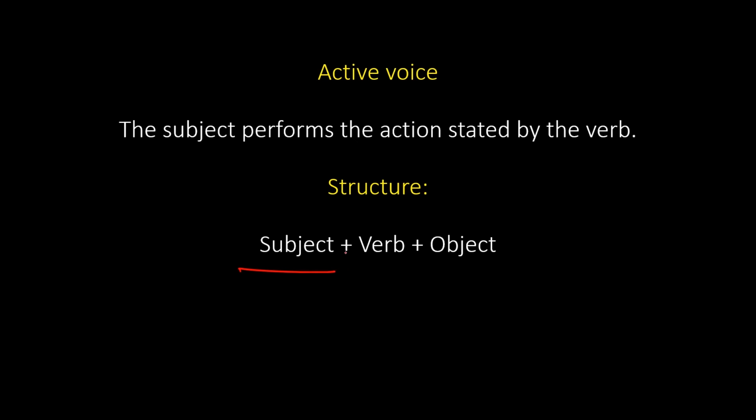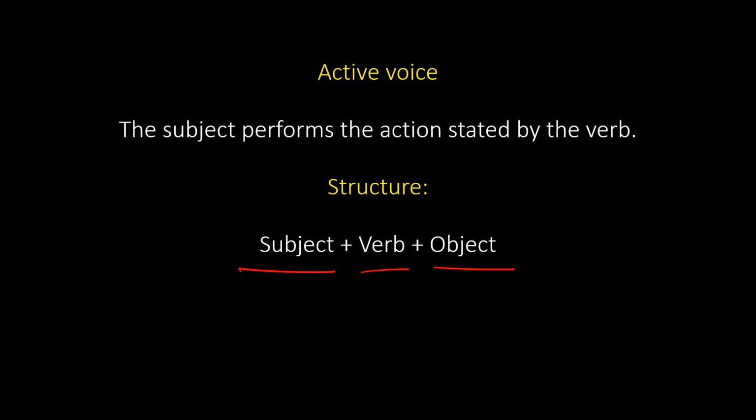Active voice is a sentence where the subject performs the action stated by the verb. Please repeat and understand it more clearly. The subject performs the action. Performs the action is the tricky part here, which is stated by the verb. I know it sounds pretty confusing, so don't worry, we have a structure for this sentence which will make it much easier to understand. In this sentence, the subject takes the first place, the verb comes next, and definitely the object goes at the end of the sentence.